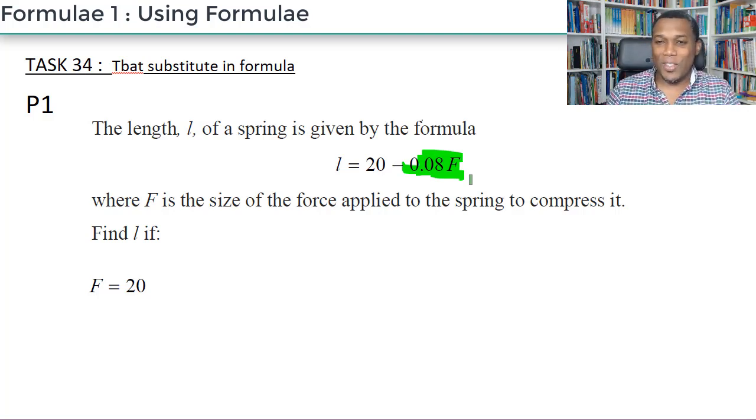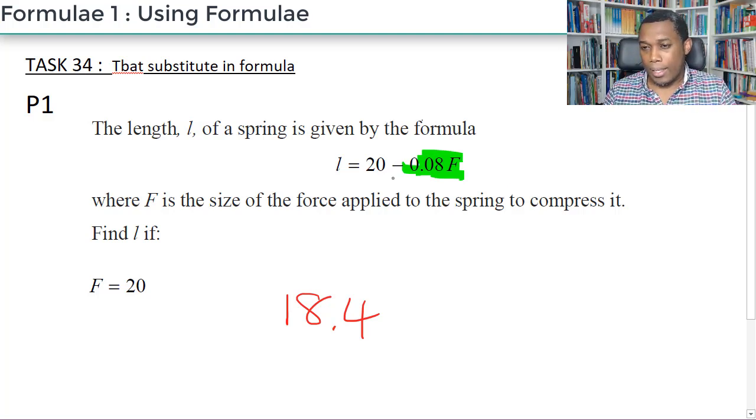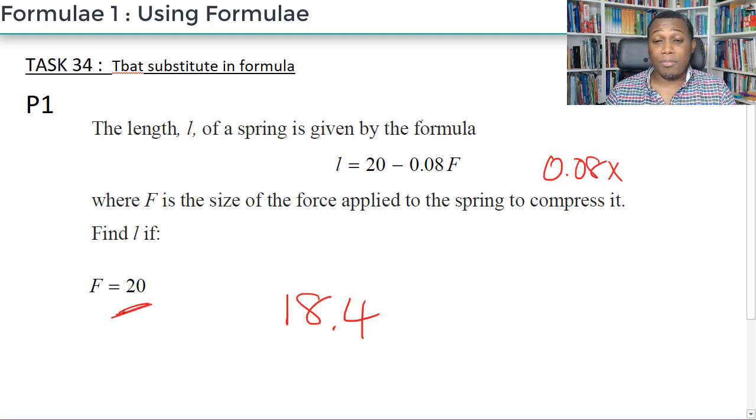Thank you so much. The answer is going to be 18.4. How are we getting 18.4? Well, we need to multiply 0.08 by f. So I have 0.08 multiplied by, and in this case, f is 20.